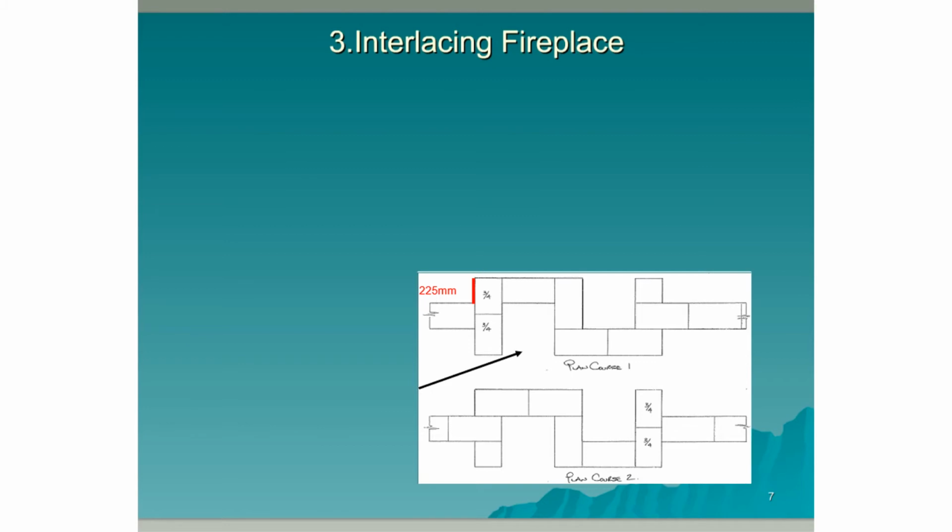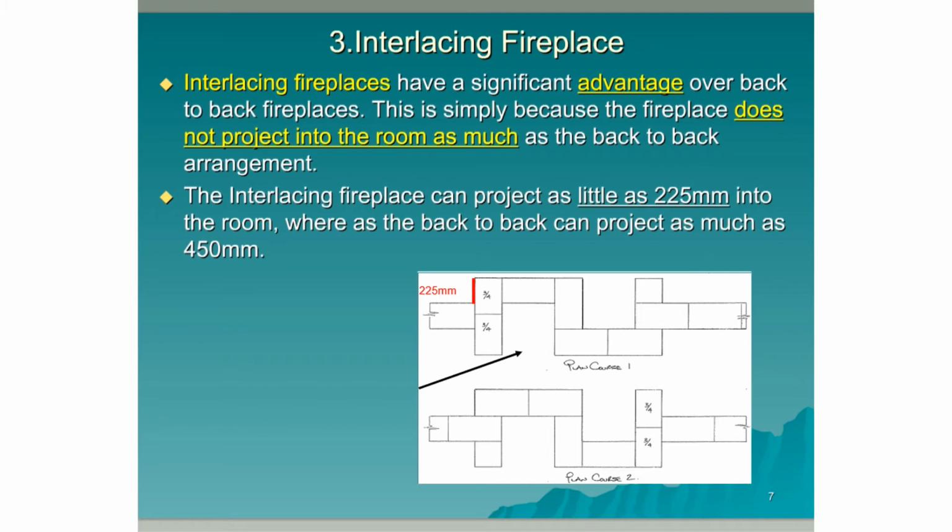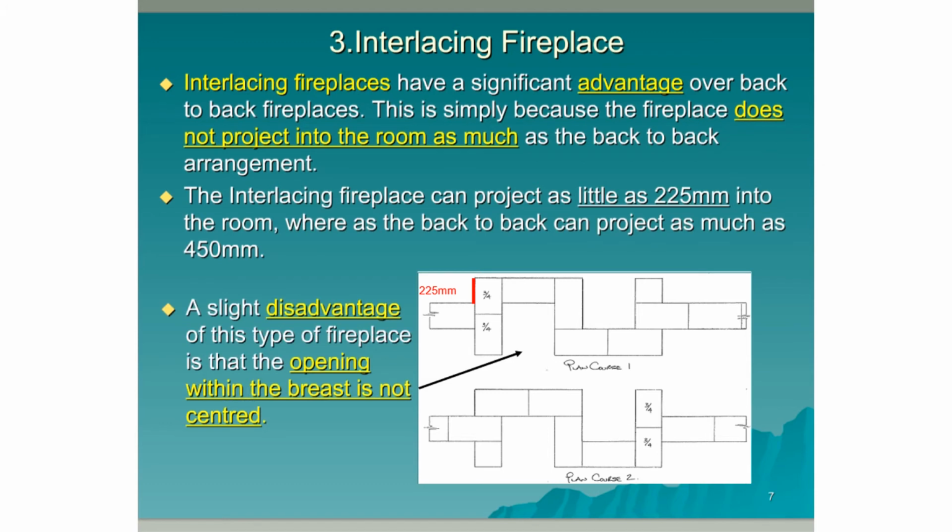Interlacing fireplace. Interlacing fireplaces have a significant advantage over back-to-back fireplaces. This is simply because the fireplace does not project into the room as much as the back-to-back arrangement. The interlacing fireplace can project as little as 225 millimeters into the room, whereas the back-to-back can project as much as 450 millimeters. A slight disadvantage of this type of fireplace is that the opening within the breast is not centered.